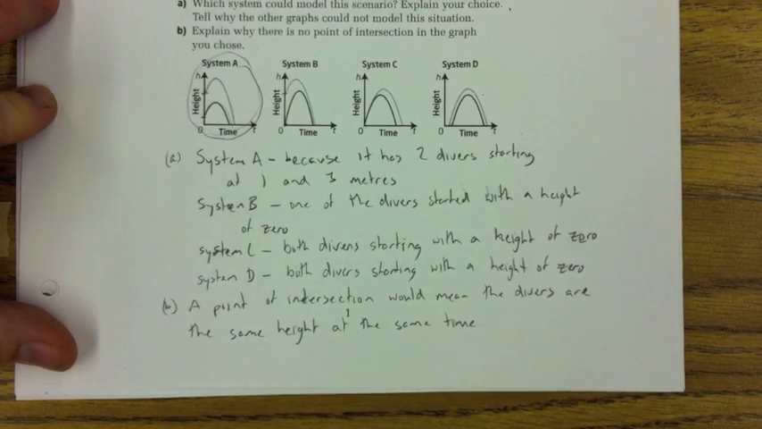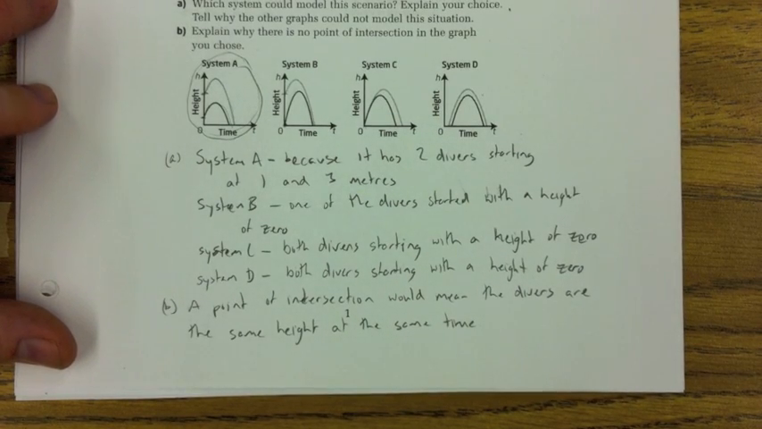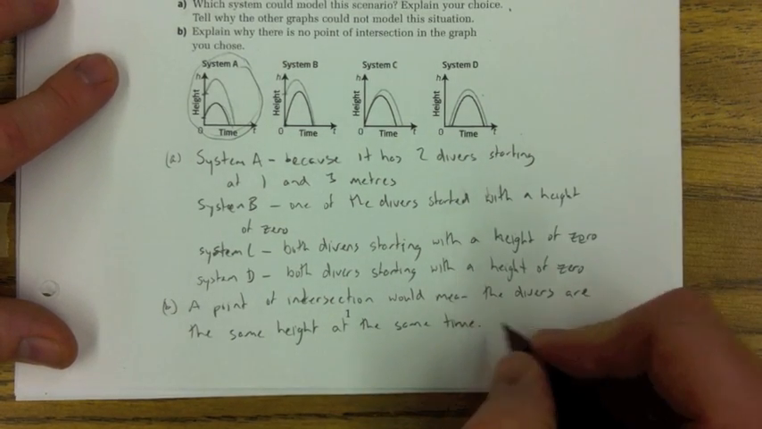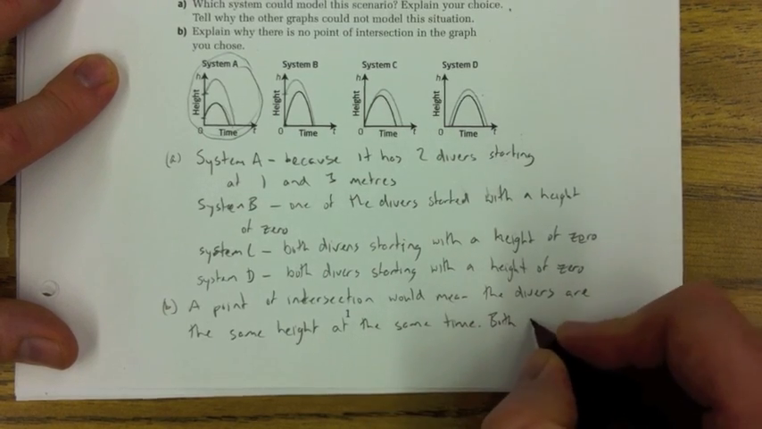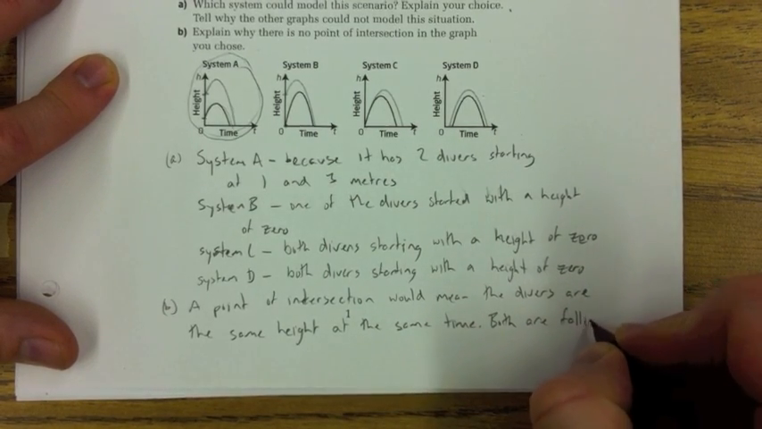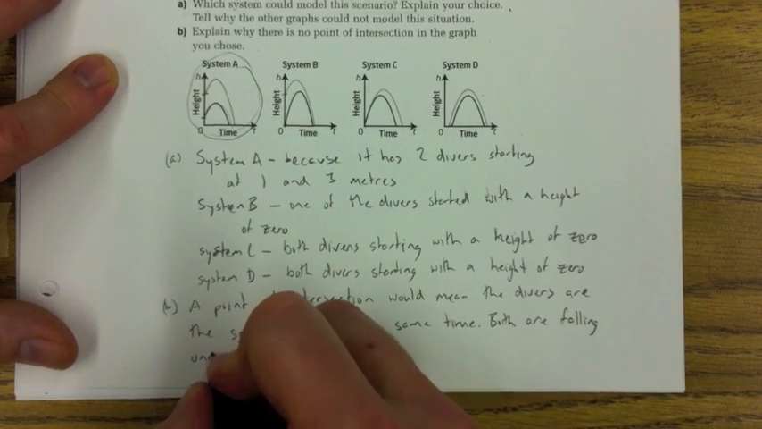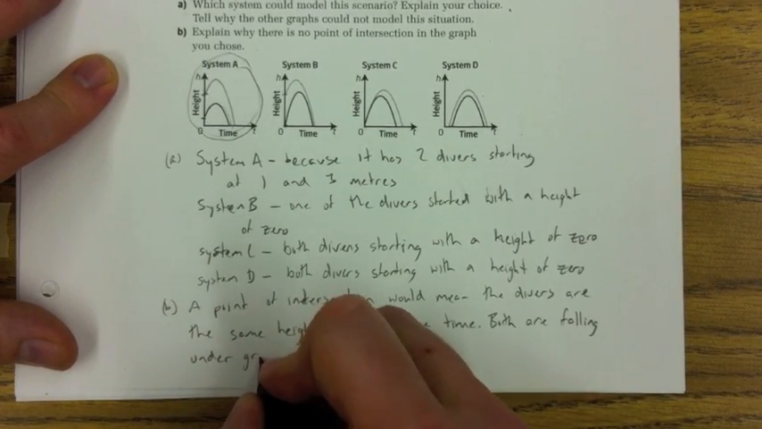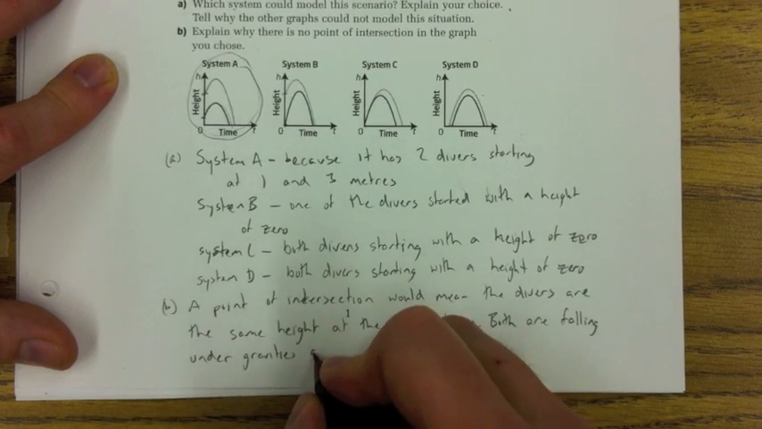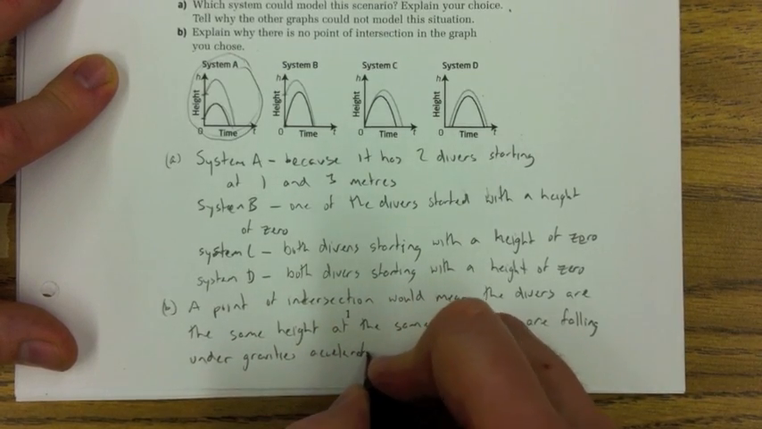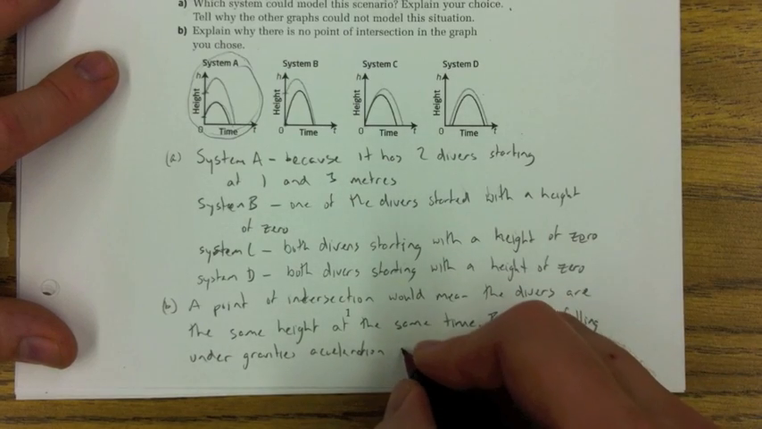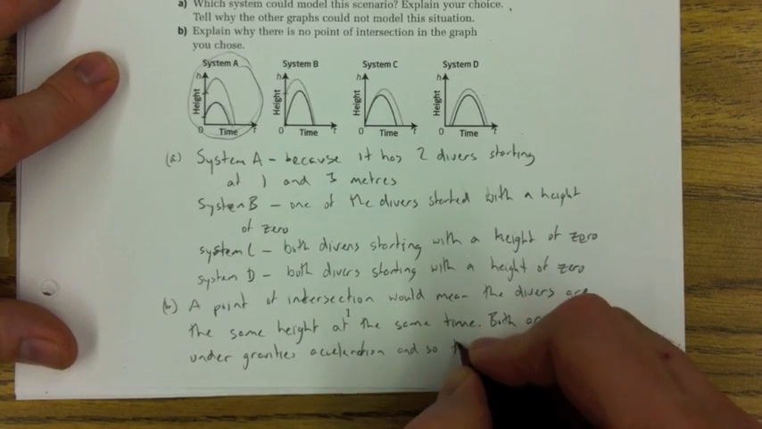Right? But they're both acting under the influence of gravity. So if they start out at different heights, they fall at the same rate of acceleration, which means that they would never be the same height at the same time because they started at different heights. Alright, so both are falling under gravity's acceleration. And so they can't pass each other.